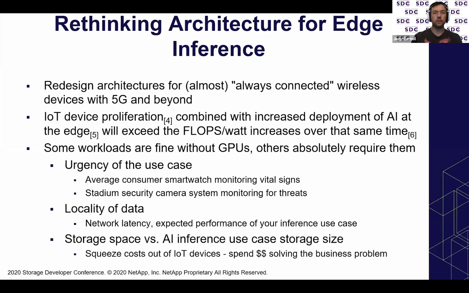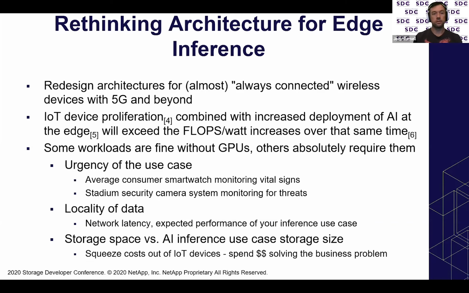So we need to rethink the architecture for inference at the edge, and the reason is that we have this emerging network of 5G and beyond, where devices are going to be either always connected or almost always connected. So what can we rethink, and what can we do differently to maximize our usage of our resources and to provide the best value for our customers?